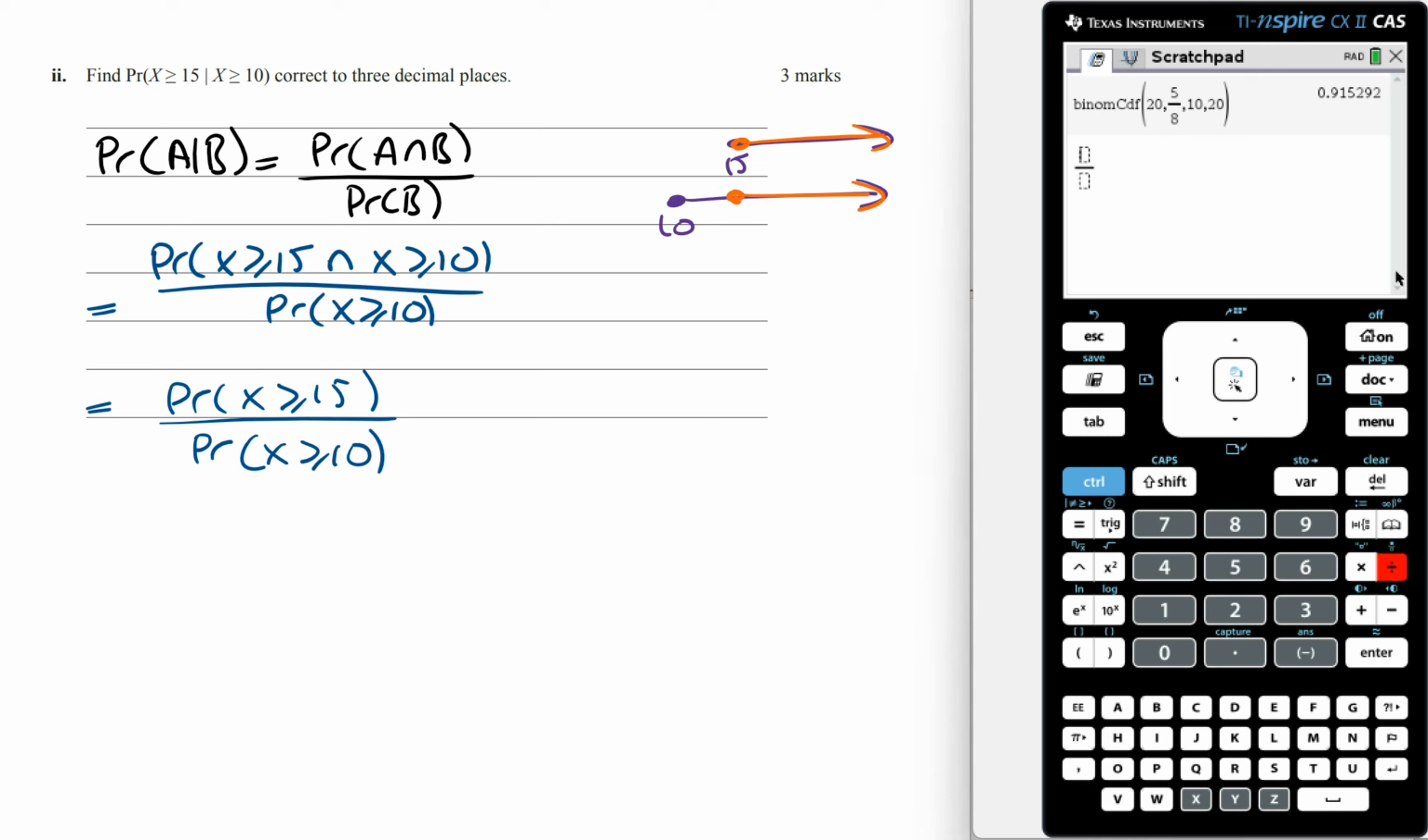We're going to use the binomial CDF command again, and copying these two. The top, we want the probability that X is larger than or equal to 15, and so we want the values from 15 to 20, and the bottom, we want the values from 10 to 20. And so correct to 3 decimal places, this is going to be 0.195.